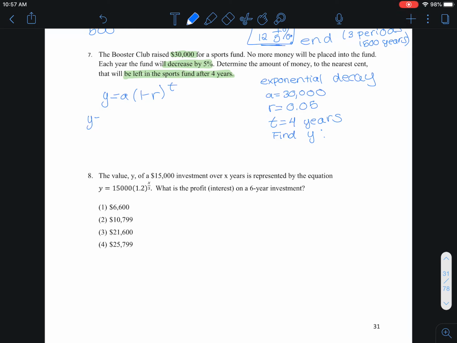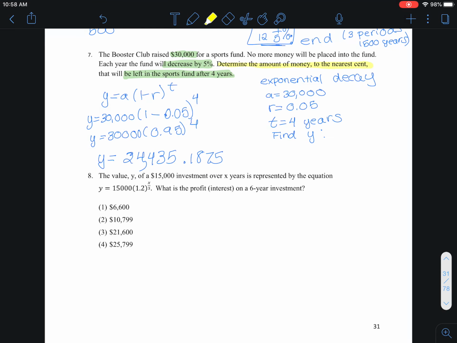Okay, so now we just plug in. So y equals 30,000 times 1 minus 0.05 to the 4. Remember, it's minus because we're dealing with exponential decay. So this is 30,000, that's the a, times 0.95 to the 4th. And when you plug that into your calculator, you'll get 24,435.1875. But look back at your question, because it asked you to determine the amount of money to the nearest cent.